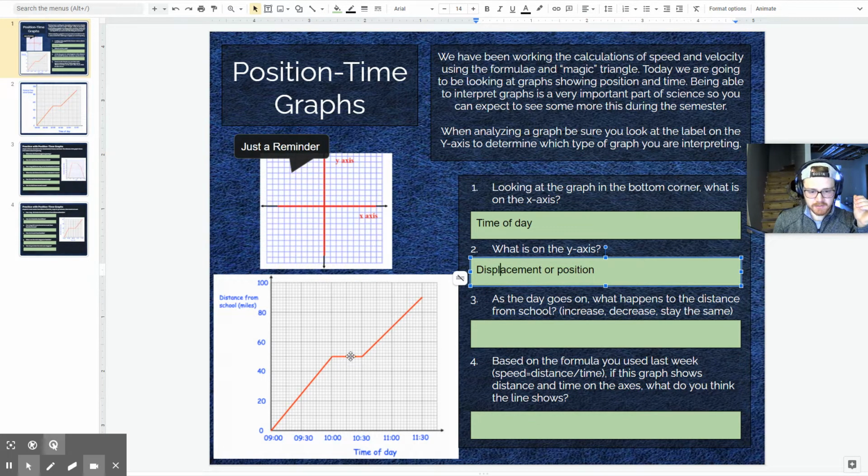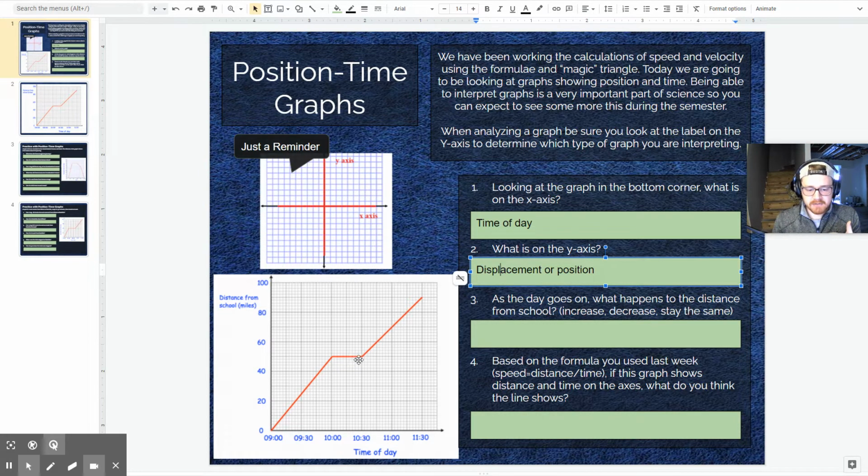What about right here? What do we think is happening here? We had an increase in the displacement with an increase in time, but now we've got a stagnation. Time is moving forward, but there is no change in position. What does that mean? It must mean that for a half hour, someone stopped somewhere. We have no change in position. So that should tell you that someone had to take a break. Maybe they stopped for lunch. Maybe they stopped for brunch. They stopped somewhere for half an hour.